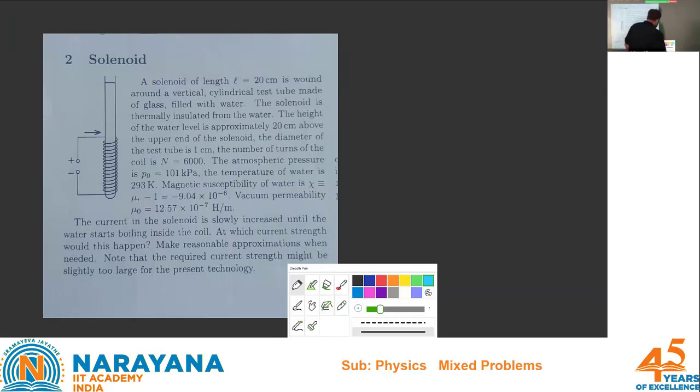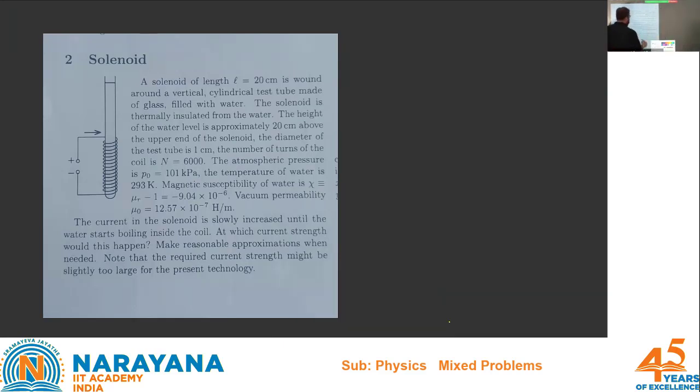Actually, in this problem, there is a solenoid. It has a length of 20 centimeter, solenoid of length L. So that is given. This is wound around a vertical cylindrical test tube made of glass filled with water. So you can see that. The solenoid is thermally insulated from the water. That's fine, no heat interaction.